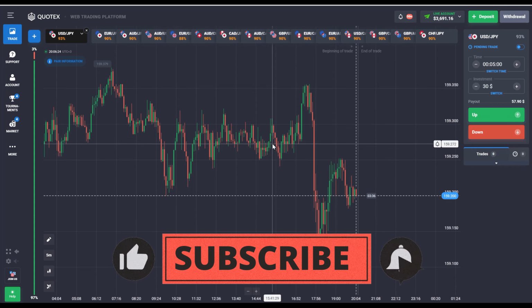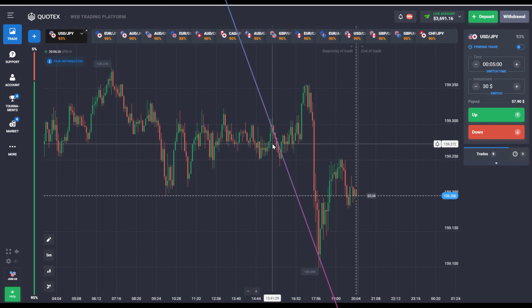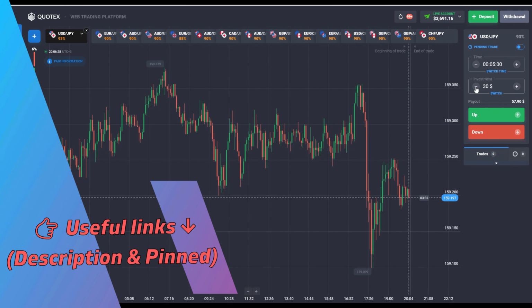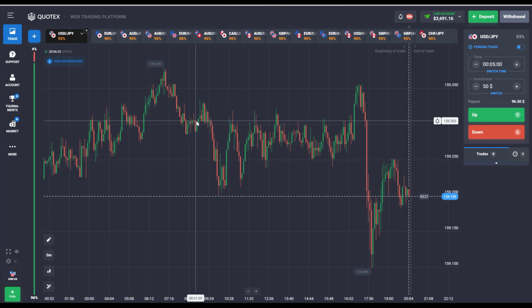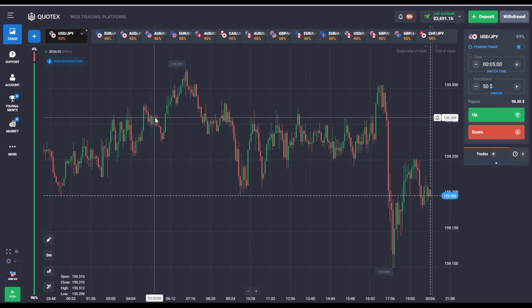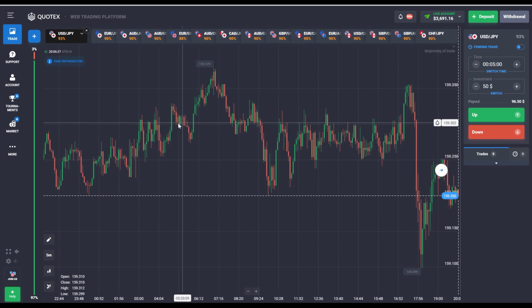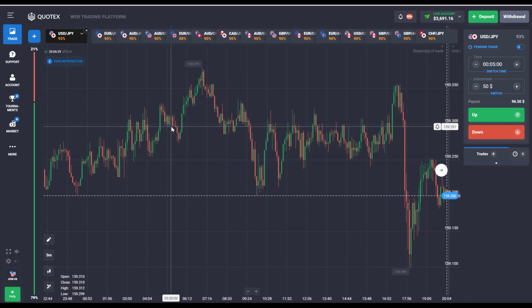Today, I'll show my Quotex trading session. I trade based on support and resistance levels. The expiration time is 5 minutes. Let's increase the trade amount to $50. My main goal for today is to make at least $70 in net profit and recover losses from the previous trading session. So let's get started.